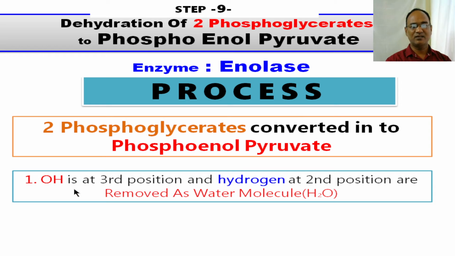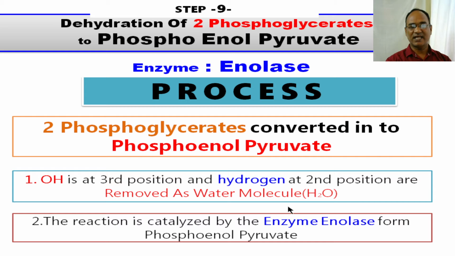So in the chemical bond, OH is at the 3rd position and hydrogen at the 2nd position. This hydrogen and OH, with one more hydrogen, make H2O. That means it is released as water, removing H2O from its chemical bond and making the chemical bond phosphoenol pyruvate. So the reaction is catalyzed by the enzyme enolase to form phosphoenol pyruvate.